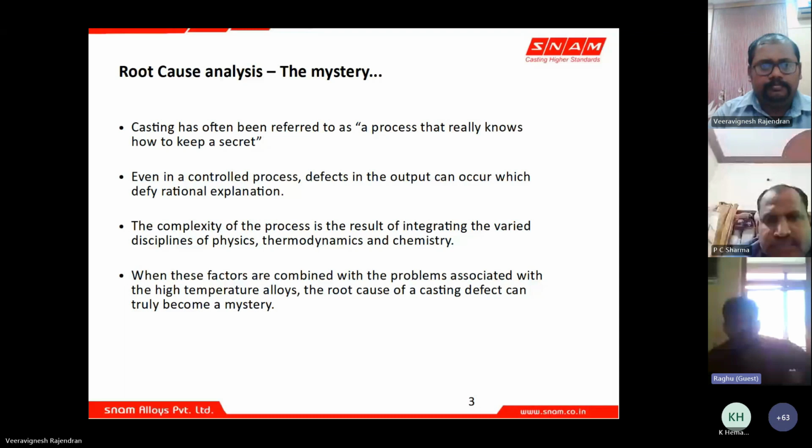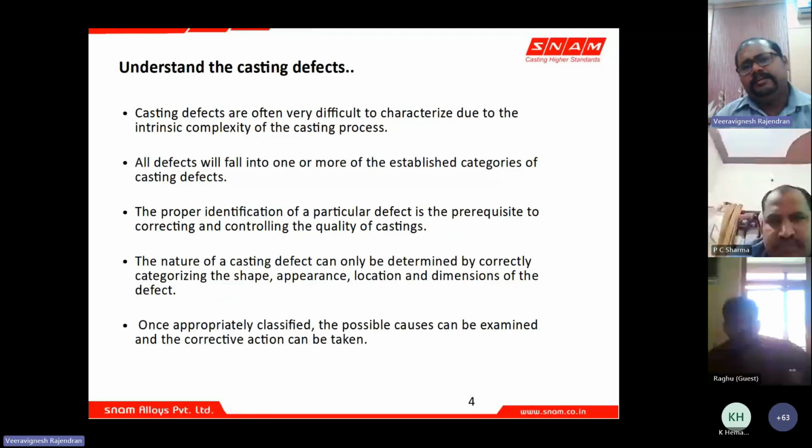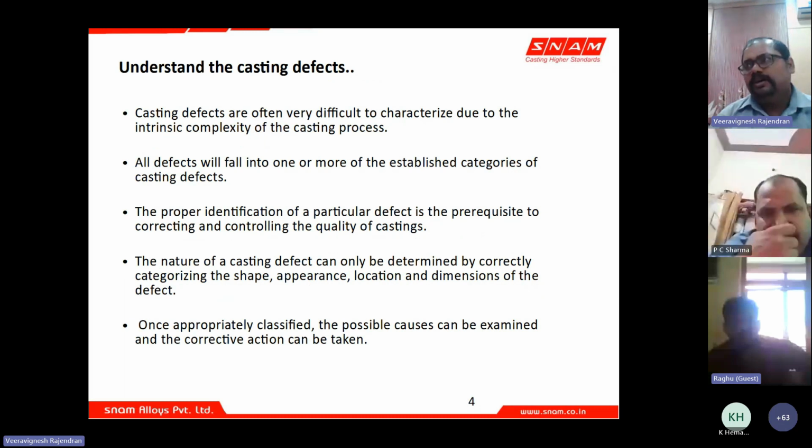And you have to understand the defects first. Say, for example, when you want to solve something or set something right, then you should know what that actually is.